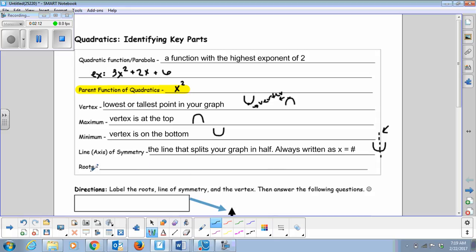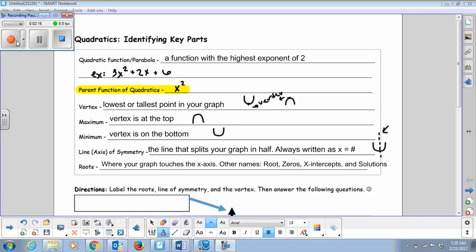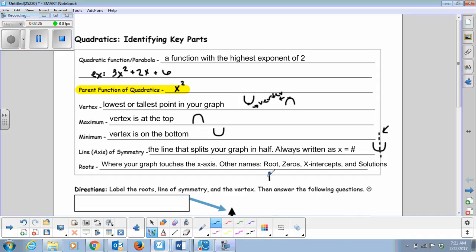And the roots, this is where your graph touches the x-axis. Okay, and other names include roots, zeros, x-intercepts, and solutions. So in class you may hear me refer to this as rocks because R is my root, 0 kind of looks like a O, X for x-intercepts, and S for solution. So you need to know all 4 of these words for the word root. You could get asked either way.